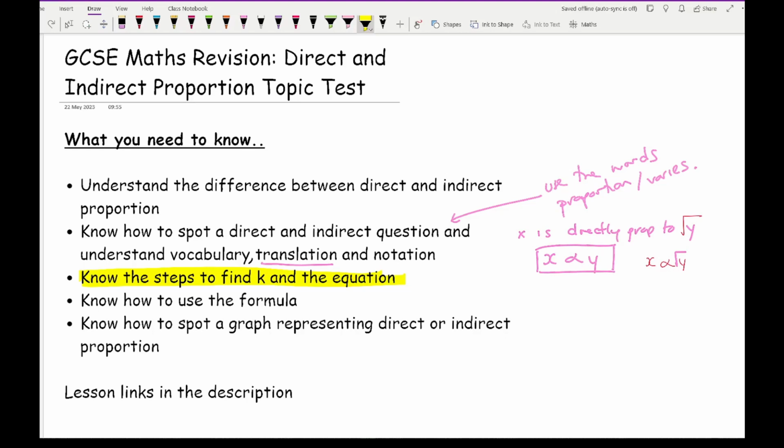The next thing, which is slowly creeping up, is to know how to spot a graph representing direct and indirect proportion. So again, a couple of questions are covered in this video on the topic test, which we'll go through when we get there. But again, it's just recognizing the shapes.